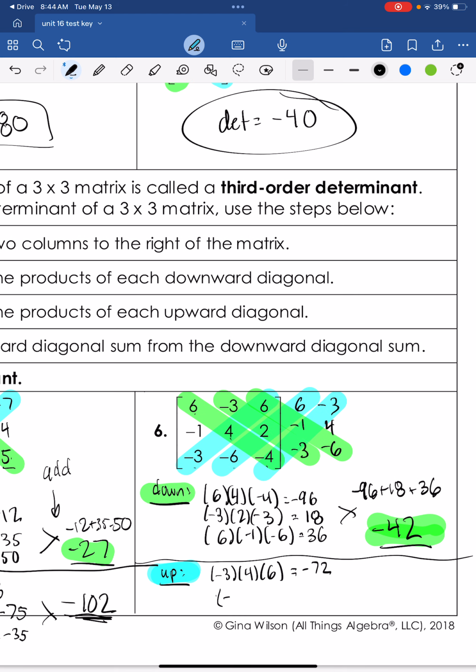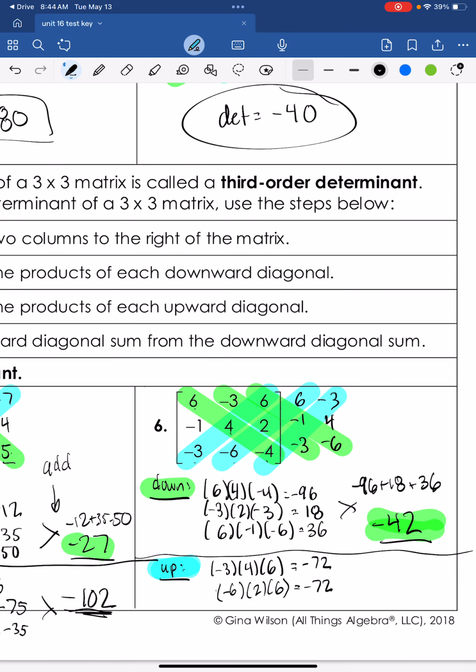The next one, negative 6, 2, and 6. So we got negative 6 times 2 is negative 12. Times 6 is negative 72 again. And then our last one, negative 4, negative 1, and negative 3. Negative 4 times negative 1 makes a positive 4, times a negative 3 gives us a negative 12. And when we combine all these, the numbers again will be smaller on your test, you'll get negative 156. So this is for our upward diagonal right here.